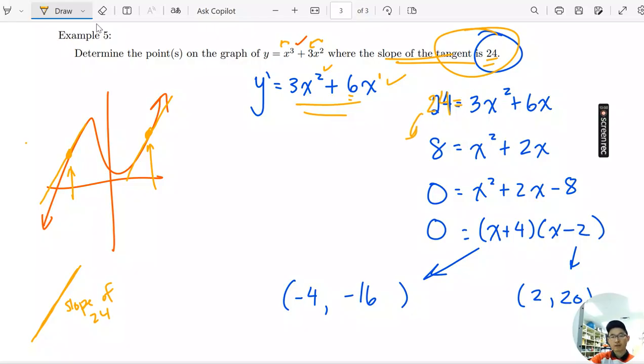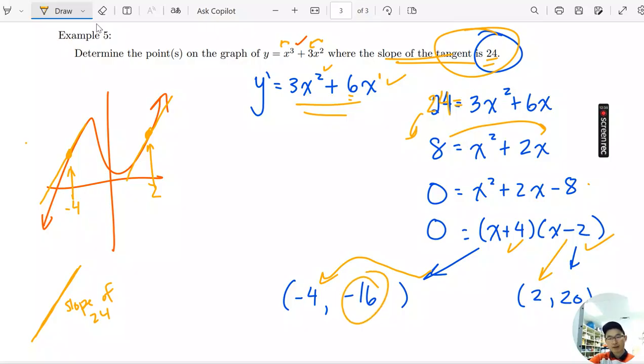So what I did was divide everything by 3. 24 divided by 3 is 8. The 3's are gone. 6 divided by 3 is 2. Move the 8 over, factor it to get x plus 4 and x minus 2. Oh wow, this might be pretty spot on with my rough sketch. So x is -4, which means at x equals -4 would be where the slope of the tangent is 24. And also when x is positive 2. Positive 2 is where slope of the tangent is 24.